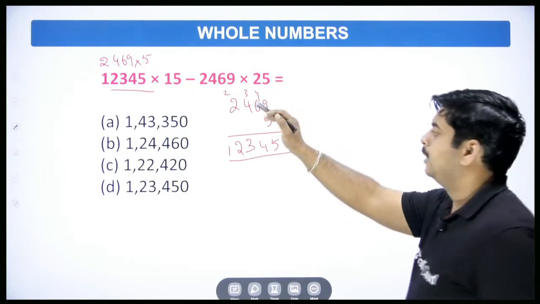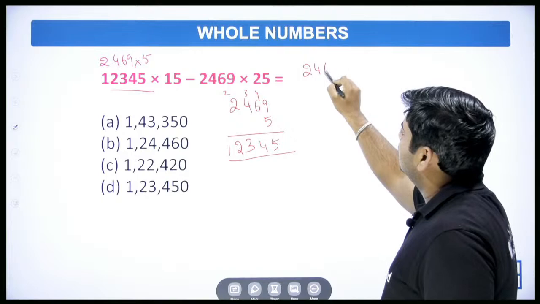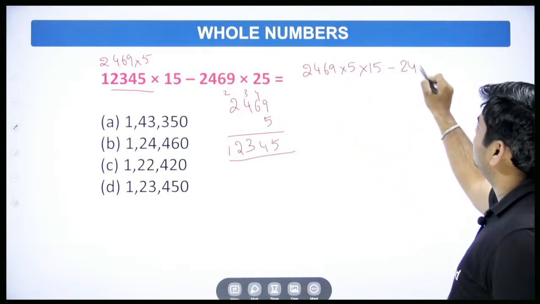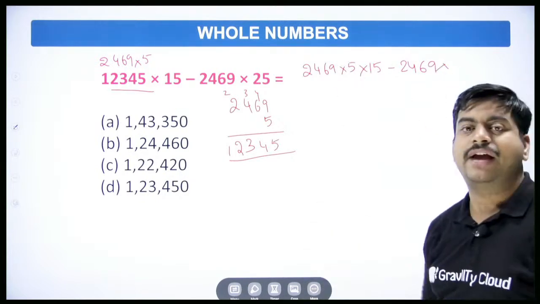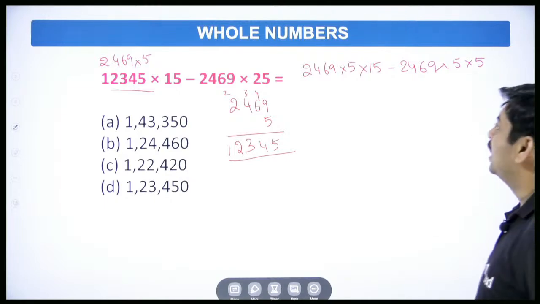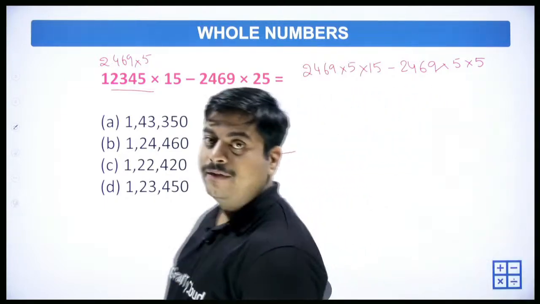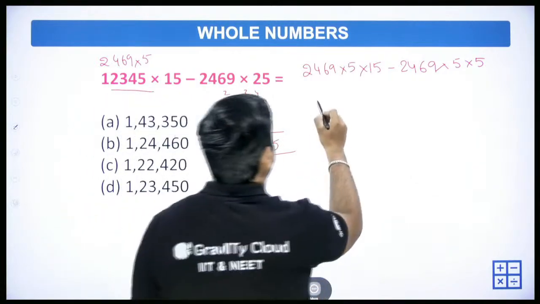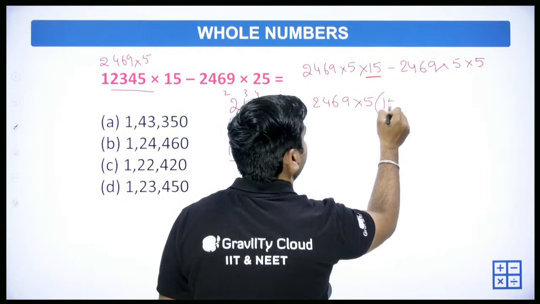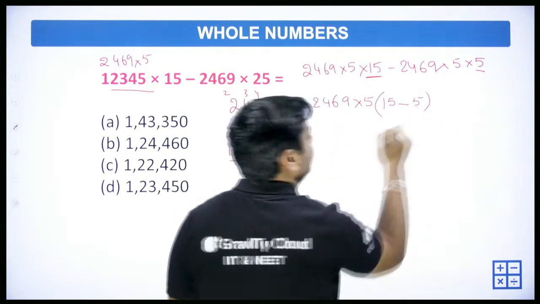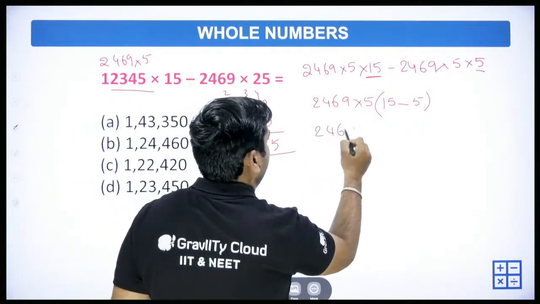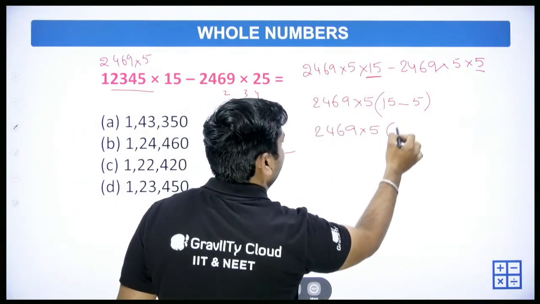Once again, let me write that question properly. 2469 into 5 into 15 minus 2469 into 25. I'm writing 25 as 5 into 5, so that I can directly take common 2469 into 5. If you take 2469 into 5 common, I left 15 here and 5 here. So 15 minus 5 is 10. That is very easy to multiply. Correct. So 2469 into 5 into 15 minus 5 is 10.